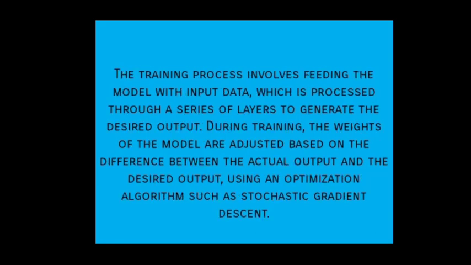The training process involves feeding the model with input data, which is processed through a series of layers to generate the desired output. During training, the weights of the model are adjusted based on the difference between the actual output and the desired output, using an optimization algorithm such as stochastic gradient descent.